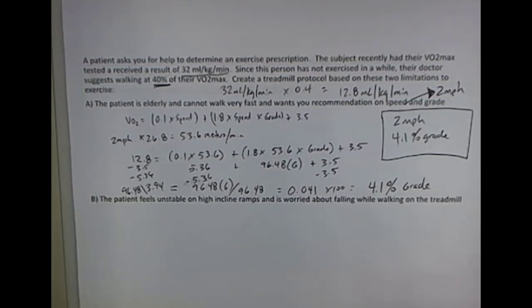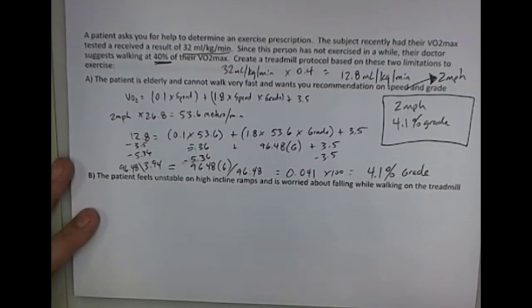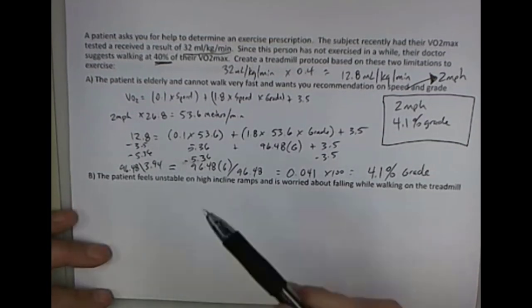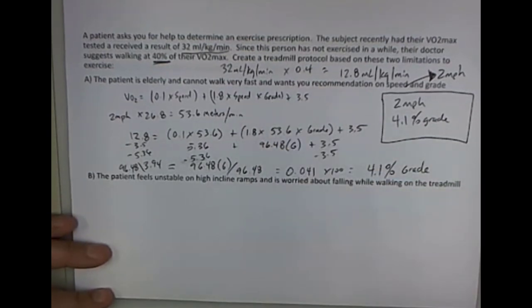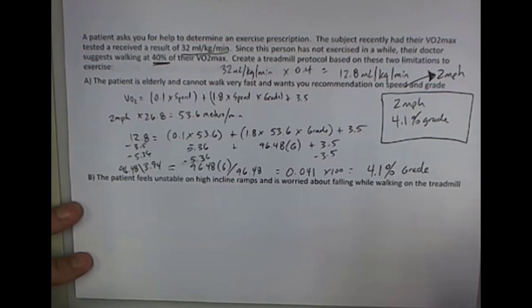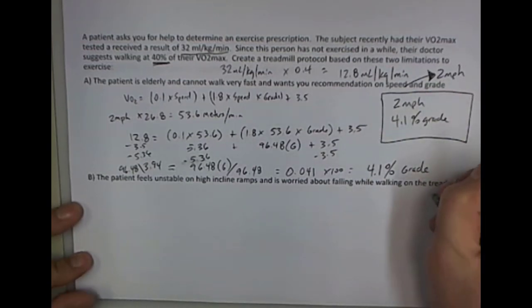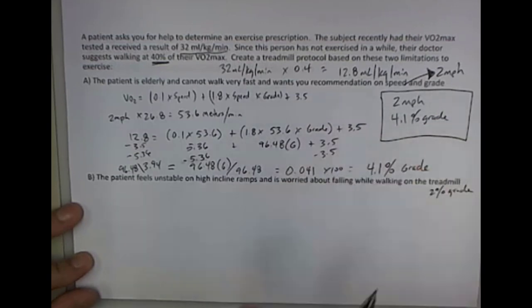The second example says a patient feels unstable on high incline ramps and is worried about falling while walking on the treadmill. So in this case, we're going to do the opposite. Instead of choosing a speed, we're going to choose a grade, and we're going to make it a relatively low percent grade. So similar to this, I'm just going to randomly choose one. I'm going to pick a 2% grade as our low incline. Could you pick 0? Sure, but I'm trying to make the math a little bit more difficult and not just plug in 0 to give you guys some examples.